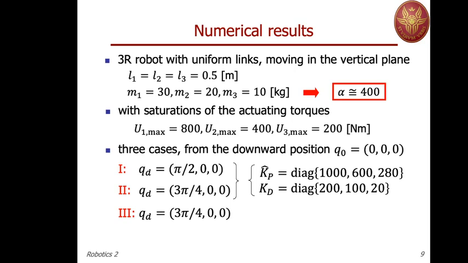Now you can see that the first gain on joint 1, 1,000, is larger than twice alpha, but the other two are smaller. So in fact, the smallest element on the diagonal of KP hat is 280. So in principle, we have no guarantee that we will be able to converge. In the third case, we will use a higher lowest gain, but still below the twice alpha value, which is 800. And the KD is chosen as before. We will see that the behavior will be different between case 2 and case 3.